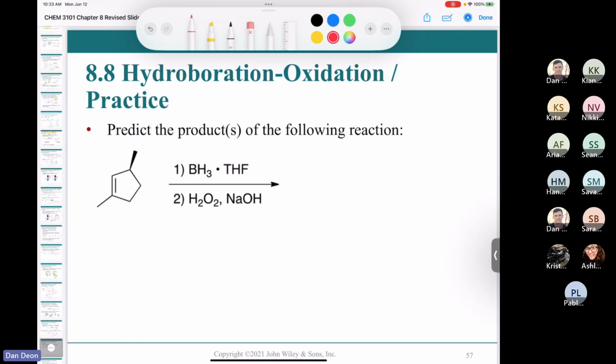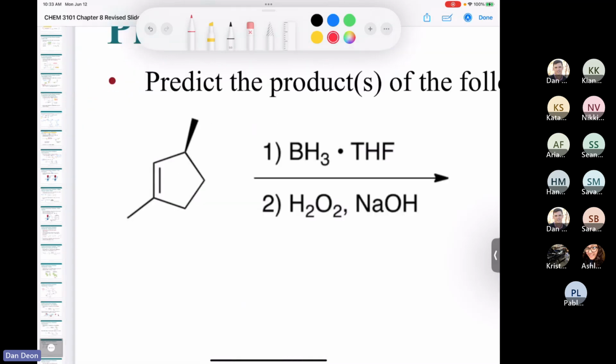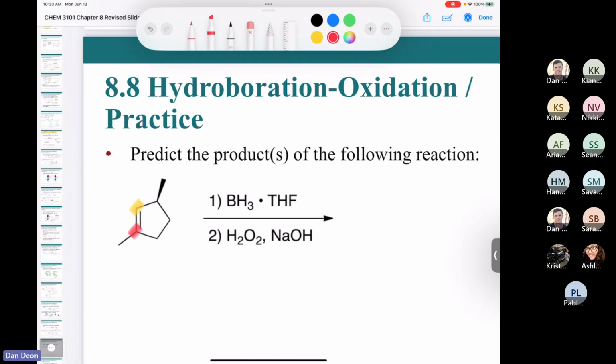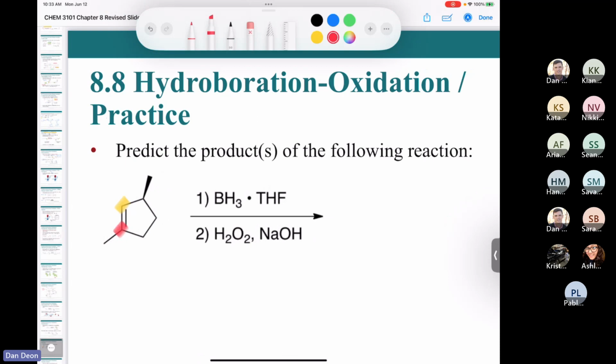This is just a practice problem I have in the slides here, and the answer is shown. So remember, we're going to get anti-Markovnikov addition. So what I'll ask you is this: if I highlight this carbon in yellow and I'll put this one in red, which one of these carbons is going to take the hydroxyl if I'm doing an anti-Markovnikov addition? I'm trying to flip it around and test you on it. Which one is going to take the hydroxyl? Yellow or red? It's going to be the yellow one, exactly.